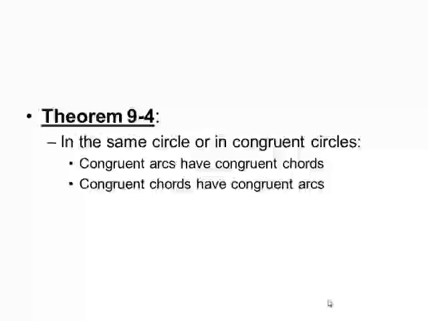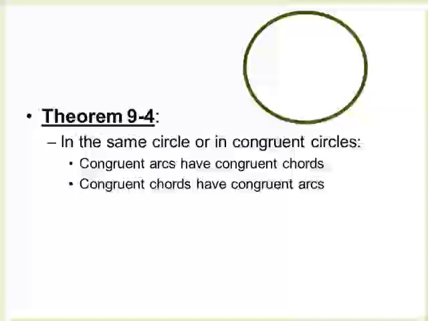So in this lesson, we combine some ideas with chords and arcs. So our first theorem says in the same circle or congruent circles. What did it mean for two circles to be congruent? To have the same radius. Congruent means the same size, and a radius is what determines the size of a circle.